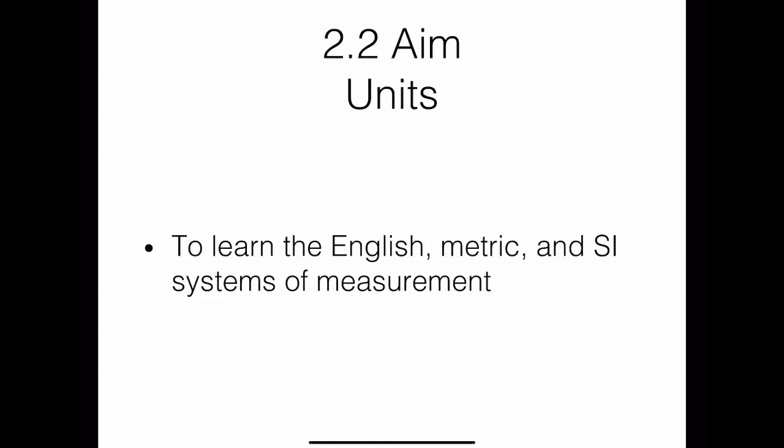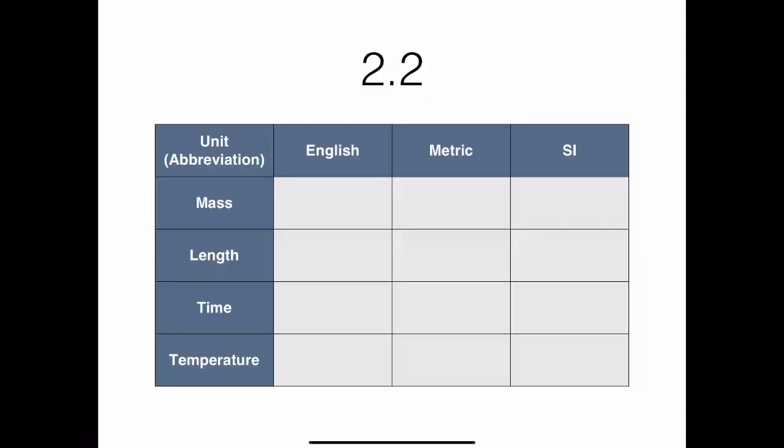We're going to start the next section by talking about units. If we compare all systems of units, it will really help us to see why we use certain systems and why we don't use others. So our aim for the section on units is to learn the English, metric, and SI systems of measurement. We actually have 3 different systems of measurement that we're going to be talking about today.